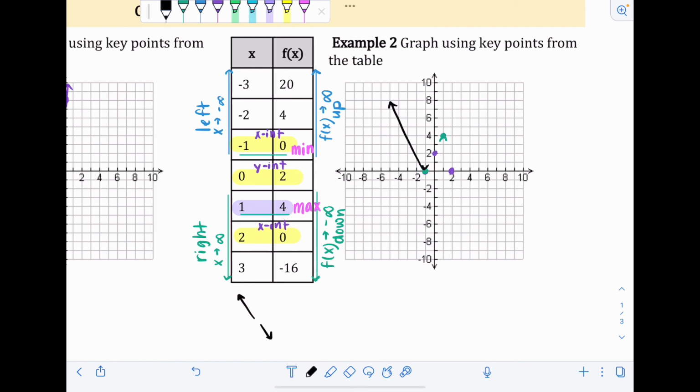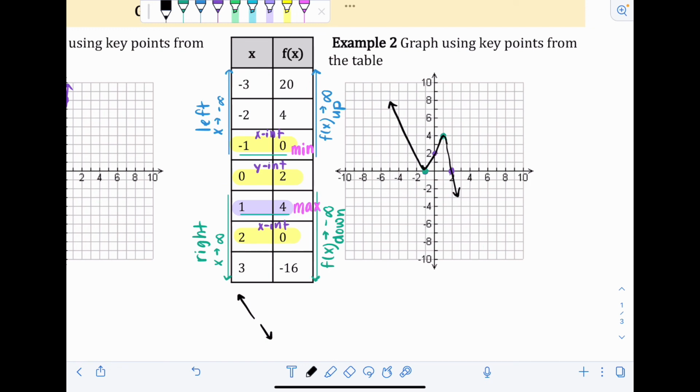And then it bounces off that point at -1, 0. It's going to go through the y-intercept because we know that's an exact point. And then it's going to go up to the maximum, which is 1, 4, and then it's going to bounce off it because that's a change of direction. And then it's going to shoot back down to the other x-intercept to make sure we cross through that, and then continue down that way.